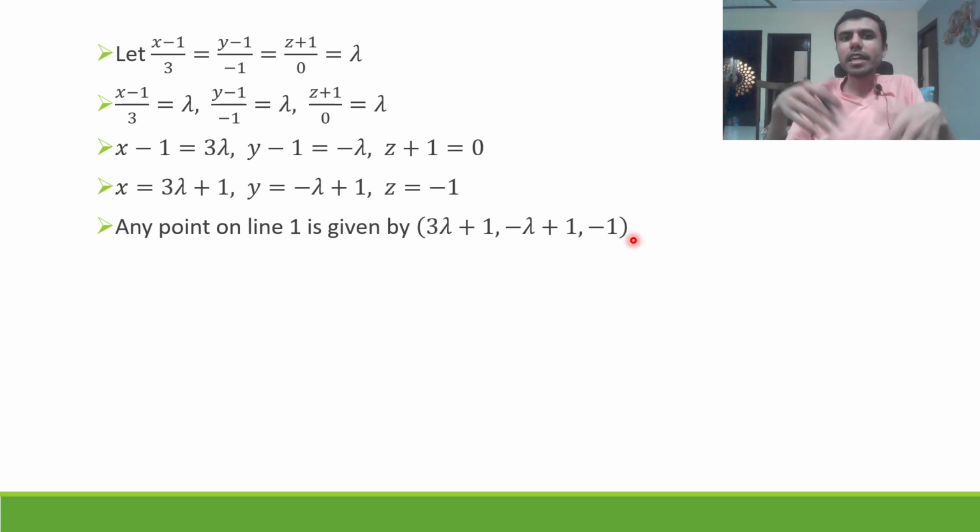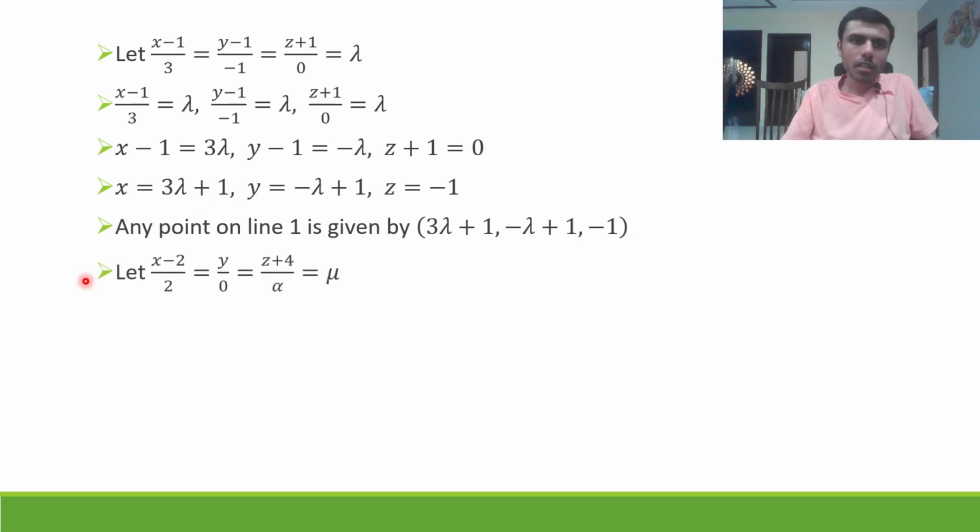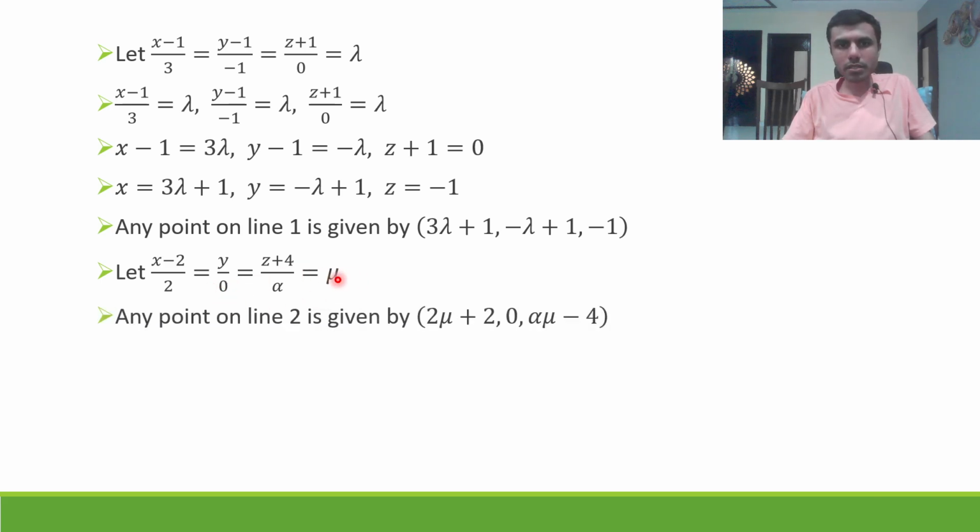Next I'm trying to find any point on line 2. My line 2 is this, right? X minus 2 by 2 is equal to, so take it as mu, some other variable. You can take it as lambda 1 and lambda 2. Here I took lambda and mu, whatever you like. So any point on this line is given by (2 mu plus 2, 0, alpha mu minus 4). The same process I did for line 1, if you do it for line 2, you'll get this. Okay, now stay focused.